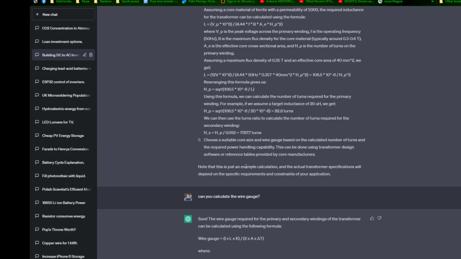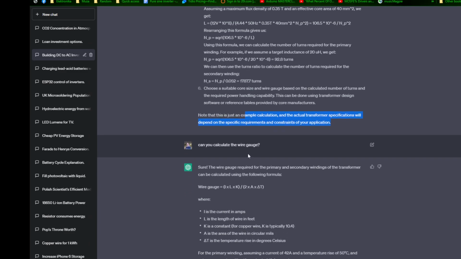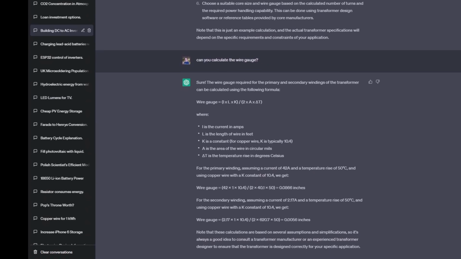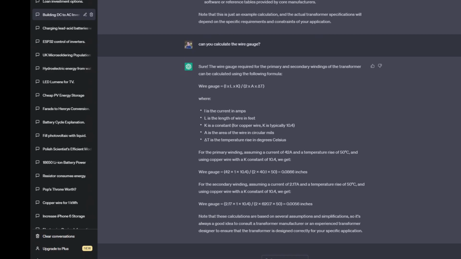Now this is just example calculation, and the actual transformer specification will depend on the specific requirements and constraints of your application. Again, can you calculate the wire gauge as well? Yes, because I thought it will go beyond and we'll add it. It didn't. Okay, so sure, wire gauge as this, so it calculated as well. Oh, that's it actually. Okay, so let us move this. Okay, so that's everything, guys. That's nothing.